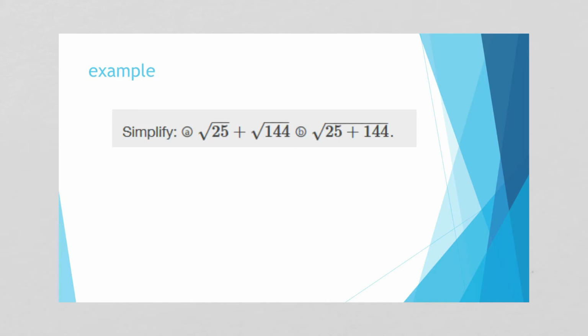On part A, you take the square root of 25, which is 5, plus the square root of 144, which is 12, and then you add those numbers together and you get 17. On part B, you have to add the numbers together first, so you get the square root of 169, and then you take the square root of 169, which is 13. So notice two very different answers.